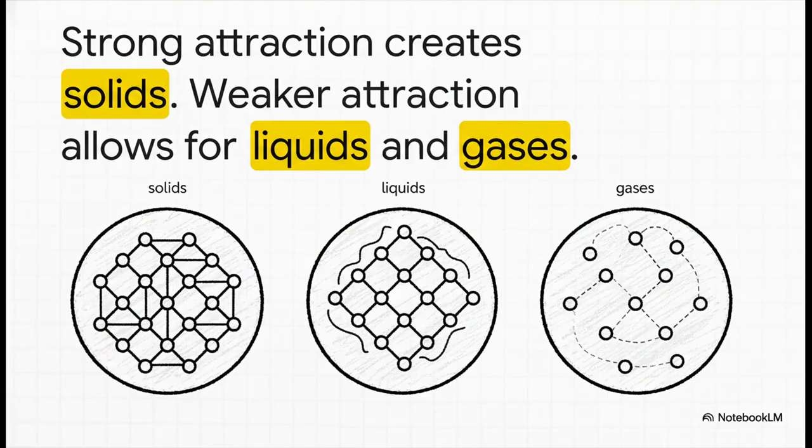So you see, this force of attraction is what determines the state of matter. Solids are rigid because of very strong attraction. Liquids can flow because the attraction is weaker. And gases spread out because the attraction is very, very weak. Now, please remember this, it is a common point of confusion. Even in gases, there is a force of attraction, but it is extremely weak.